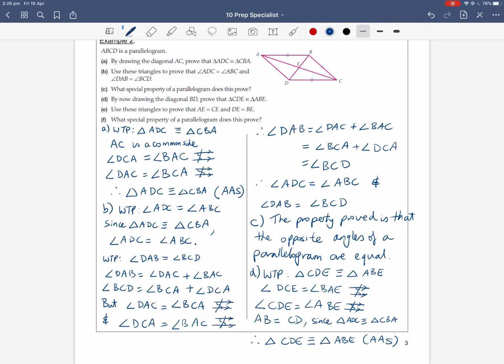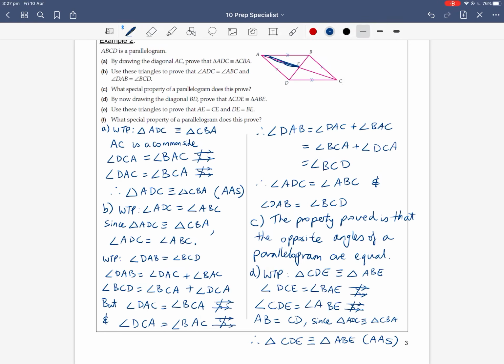Part E says use these triangles to prove that AE equals CE and DE equals BE. Okay, so where is CE? CE is here. So E is the point where the 2 lines intersect, the 2 diagonals intersect. So we want to show that CE and AE are the same, and then we want to show that DE and BE are the same. So it's actually trying to show that the diagonals are cut in half, right? So why is this true?